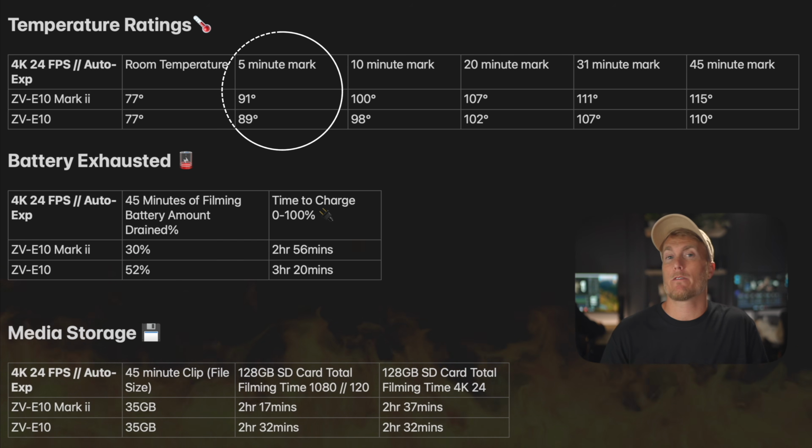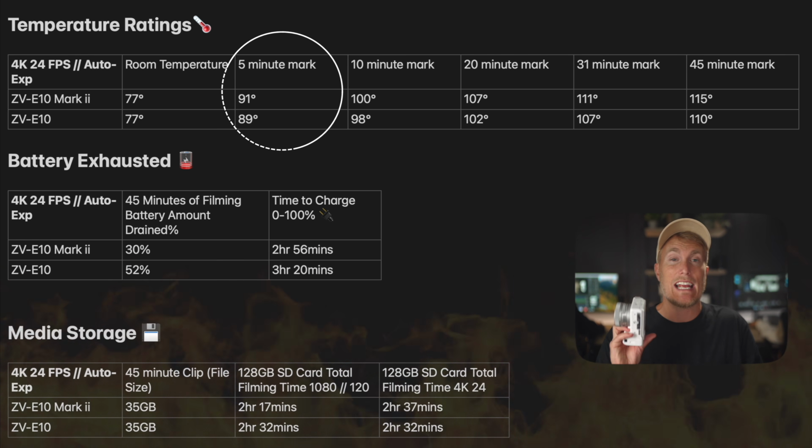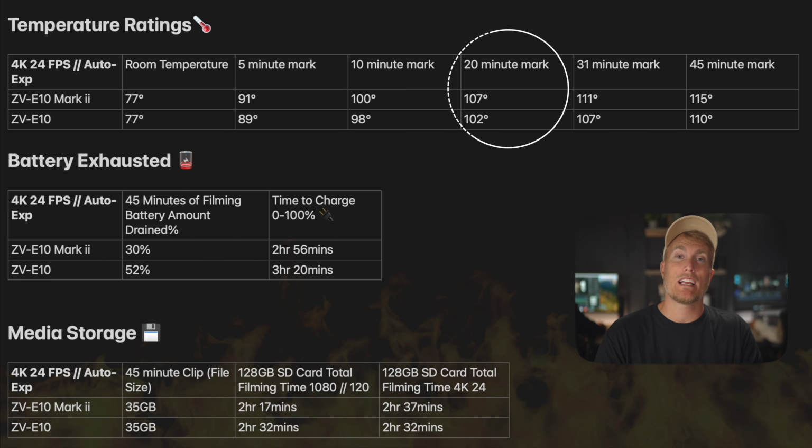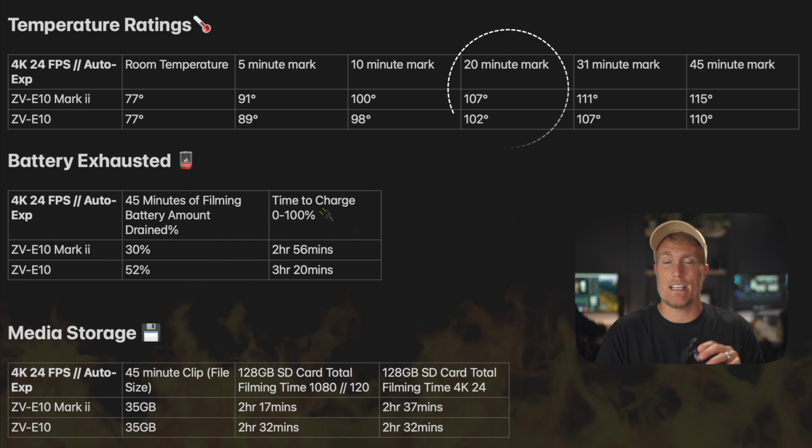As you can see, in the first 5 minutes, the Mark II started to get hotter than the Mark I by 2 degrees. And then by the 20-minute mark, it was 5 degrees hotter than the E10. And it kind of just stayed that range apart all the way up until we got to that 45-minute mark.